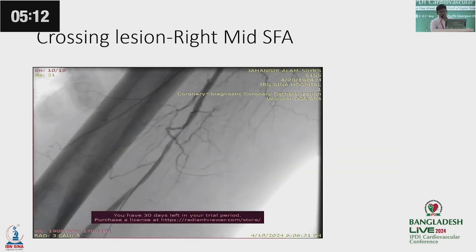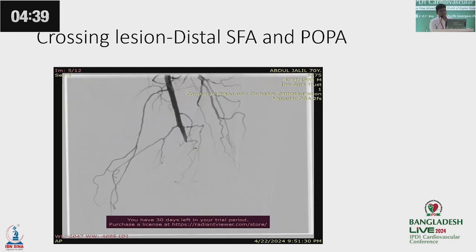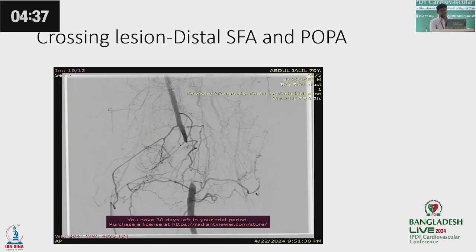This patient also has a distal SFA lesion. So that is the main reason we also went through the brachial approach. So here what we did, we took a long wire, almost 300 centimeter, as Sultan Sir said, so that we shouldn't worry about losing the access. Once you cross the lesion, you must remember you should never lose the wire from that position. If you lose the wire, the second time it will be very difficult to cross that lesion. This is the video where the lesion is the distal SFA and the popliteal artery.